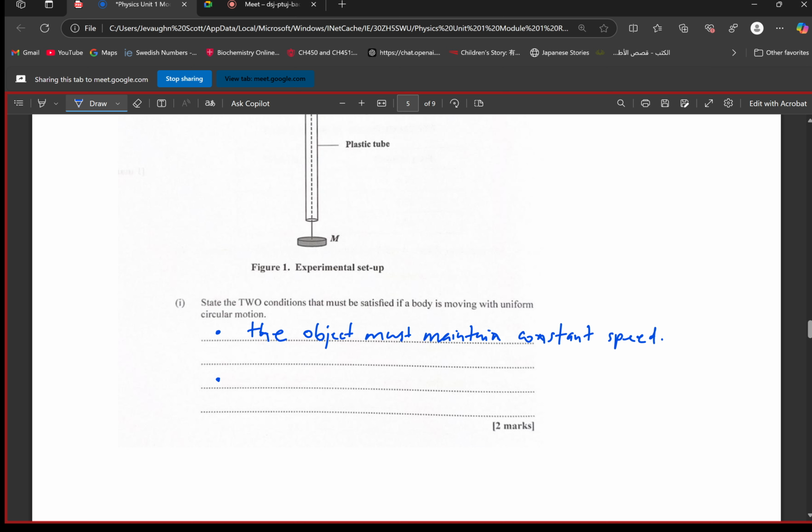Next thing, what's the next criterion? The net force acting on the object must be directed to the center of the circular path. Net force must be directed to the center.